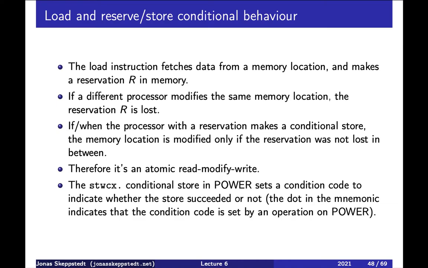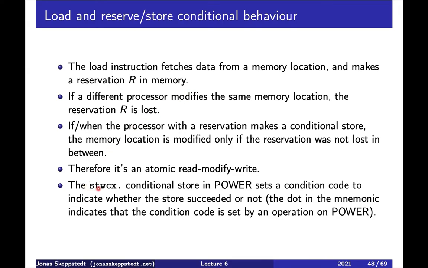Okay, so how does this work? Well, the load and reserve makes a reservation of a memory location, and then if a different CPU writes to that memory location before the first CPU did the store conditional, that reservation is removed. The effect is that the store conditional fails, and the CPU will notice, and the programmer hopefully has put this in a loop that continues until the store succeeds. And the effect of that is that we will get the read, modify, write.